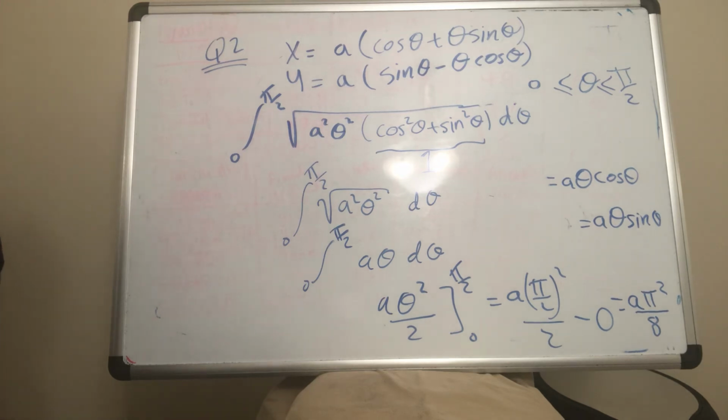This is the end of the second part. Now, for the third part, we'll continue with worksheet 1A and B. I'm going to do the polar system.